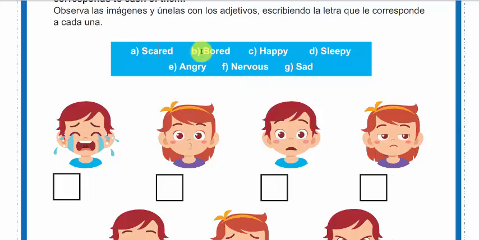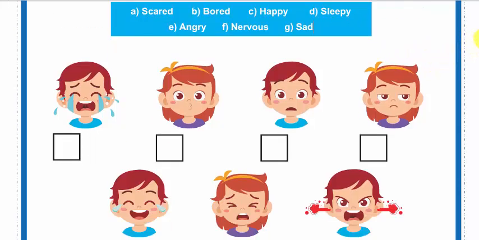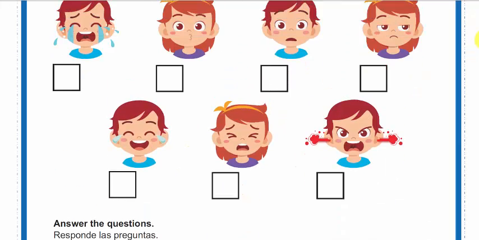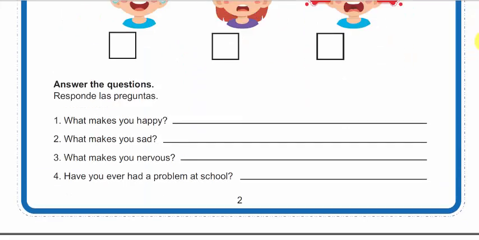Scared, asustado. Bored, aburrido. Happy, feliz. Sleepy, con sueño. Angry, enojado. Nervous, nervioso. Sad, triste. So now you can place the corresponding letter in the corresponding picture, and then you're gonna answer these questions. Answer the questions.